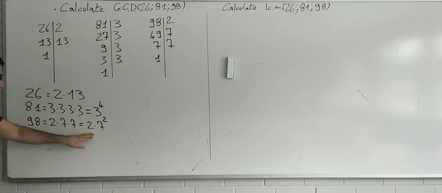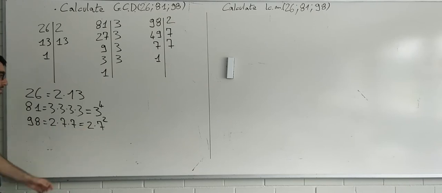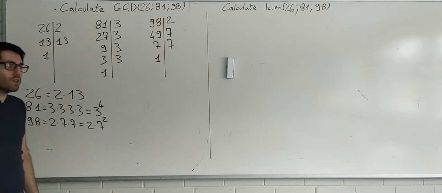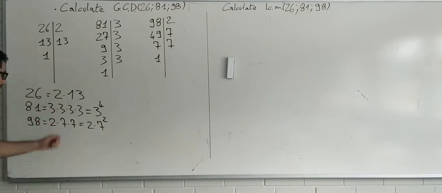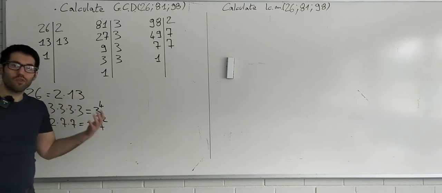Let's examine 98. Factor is 2. But again, we have the problem that 2 doesn't appear in the factorization of 81, even if it's in the factorization of 26. Again, it must be a common factor for all 3 at the same time. And the requirement is not satisfied for 2. 7 to the power of 2, again present only in 98, we cannot pick it. Okay, we failed in finding a common factor between the three numbers.